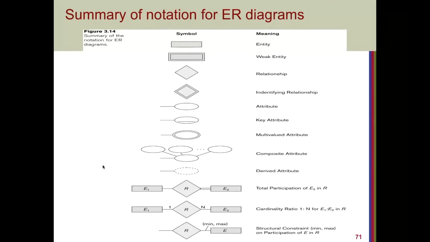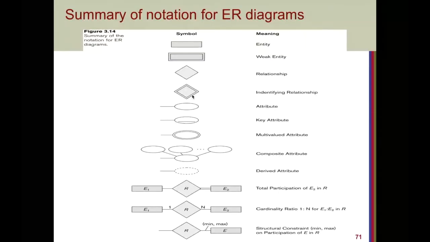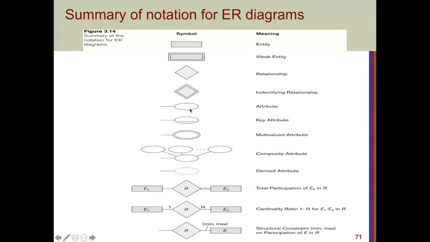Summary of notations that we use so far. Simple rectangle, it is entity, regular entity. Double rectangle, it is weak entity. Relationship, we represent it with diamond. If this is a double diamond, it is weak relationship, and of course on one side it should be oval, it's an attribute. Do we have questions?